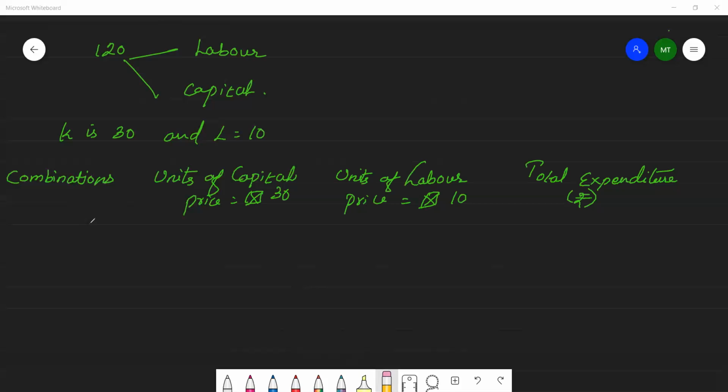The combinations are A, B, C, D, E. Units of capital are 4, 3, 2, 1, 0. Units of labor are 0, 3, 6, 9, 12. The total expenditure is rupees 120 for each combination.